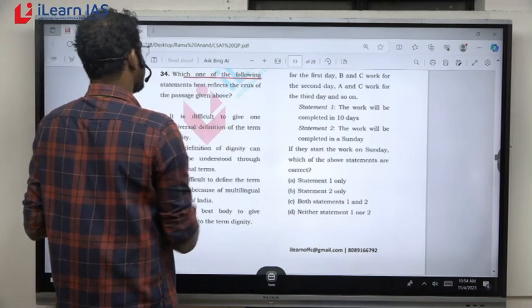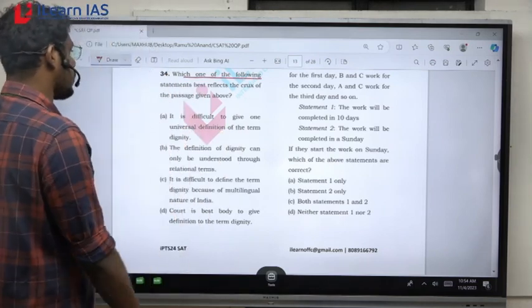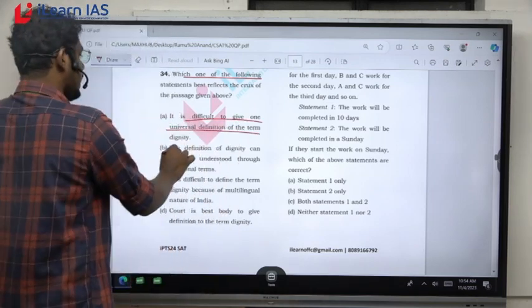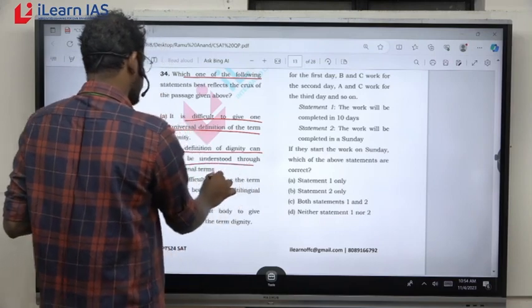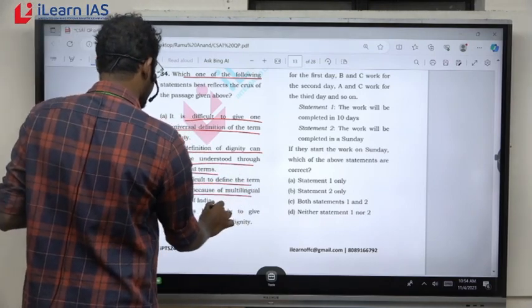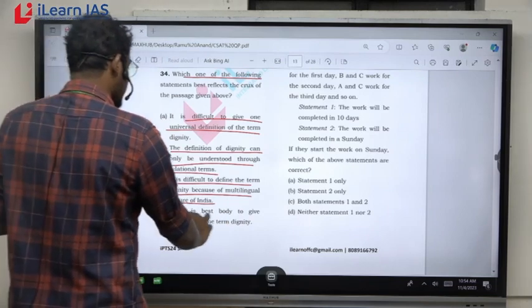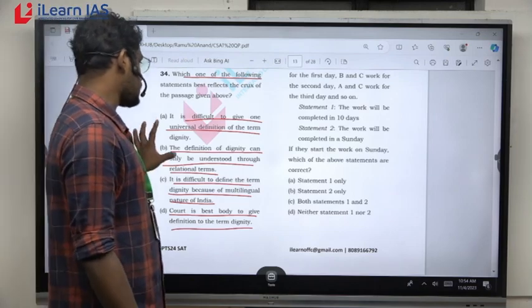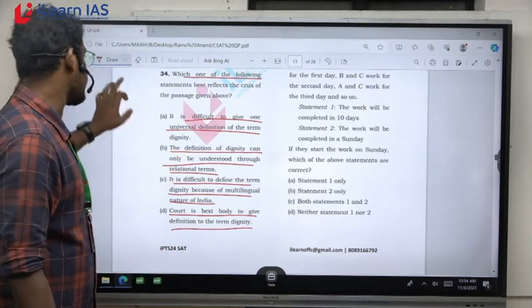Which one of the following statements best reflects the crux of the passage given above? It is difficult to give one universal definition of the term dignity. The definition of dignity can only be understood through relational terms. It is difficult to define the term dignity because of the multilingual nature of India. Court is the best body to give a definition to the term dignity. Okay, so the question is basically about the definition of dignity.